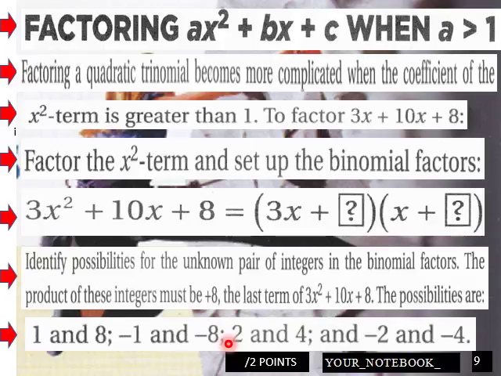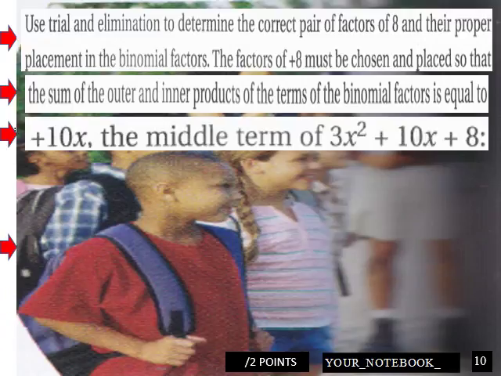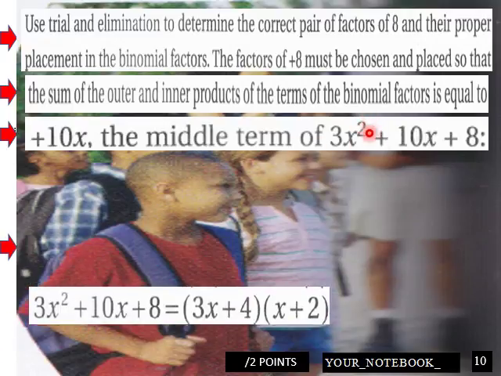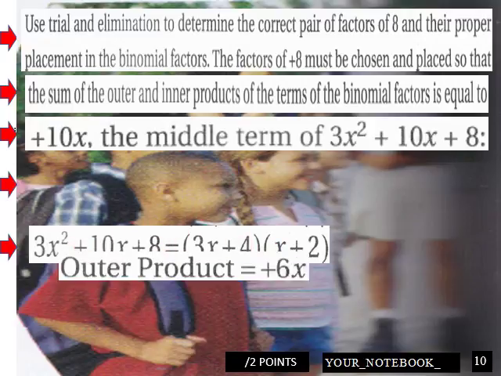And then identify the pairs of integers that, when multiplied together, will become 8, either both positive or both negative, but this is positive here, so they both have to be positive. So the middle term of 3x squared plus 10x plus 8, you come up with this: 3x squared, 6x, 4x, and then 8. So this will be your factoring right here.